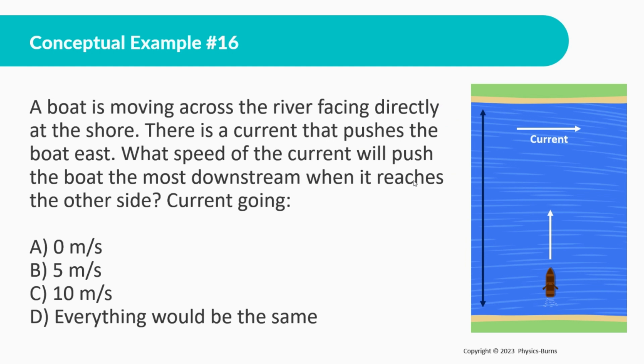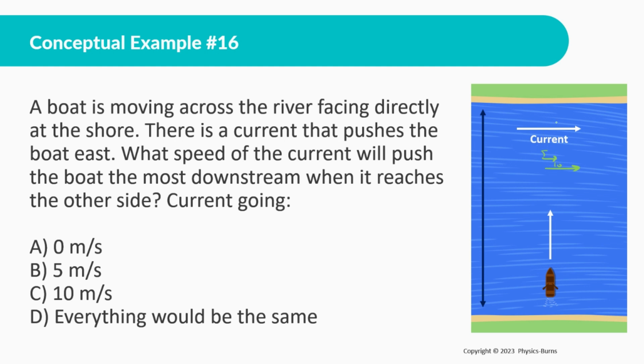A boat is moving across the river facing directly at the shore. There is a current that pushes the boat east. What speed of the current will push the boat the most downstream when it reaches the other side? The current going 0 meters per second, not moving. The current going 5 meters per second. Maybe I just abstractly draw it going 5 meters per second. The current going 10 meters per second, or everything would be the same.